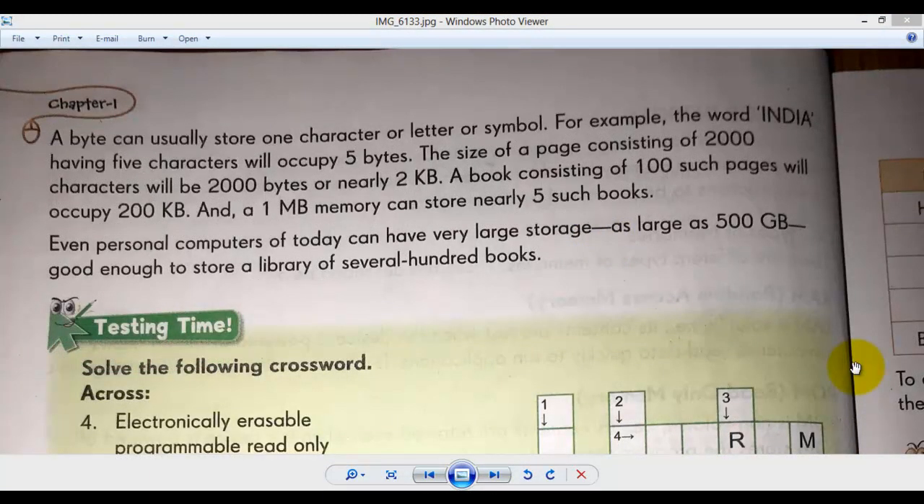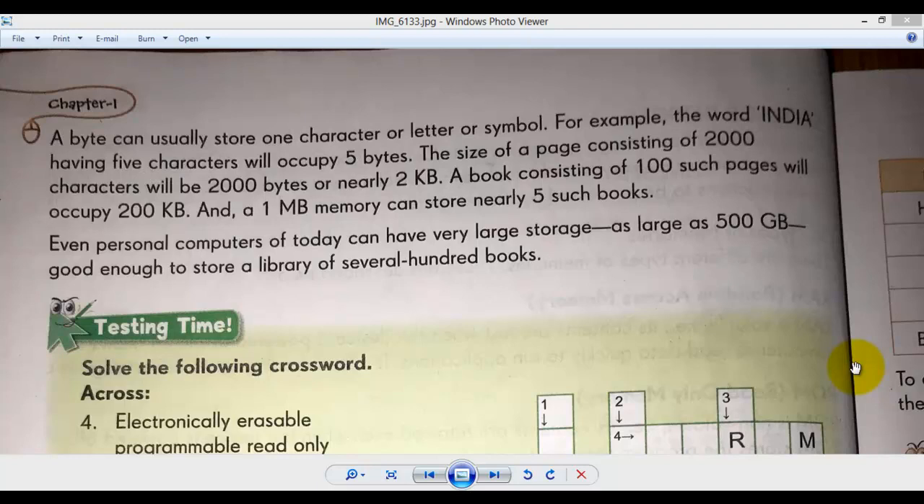Let's see this one. A byte can usually store one character, letter or symbol. Let's take an example like INDIA. It has 5 characters, that is 5 alphabet letters, so it occupies 5 bytes. One character occupies 1 byte.